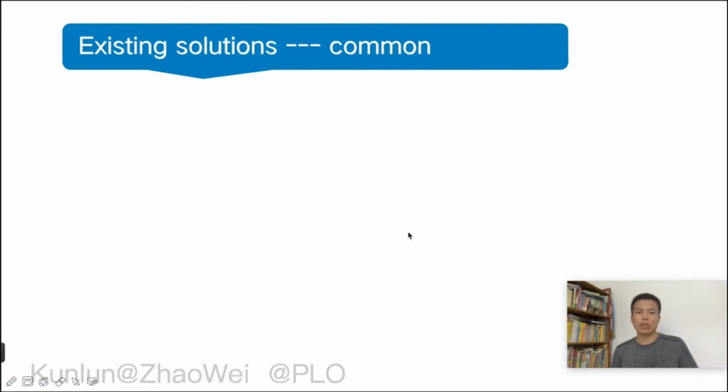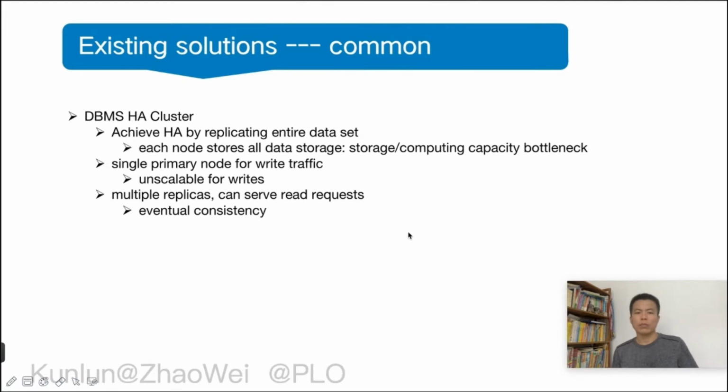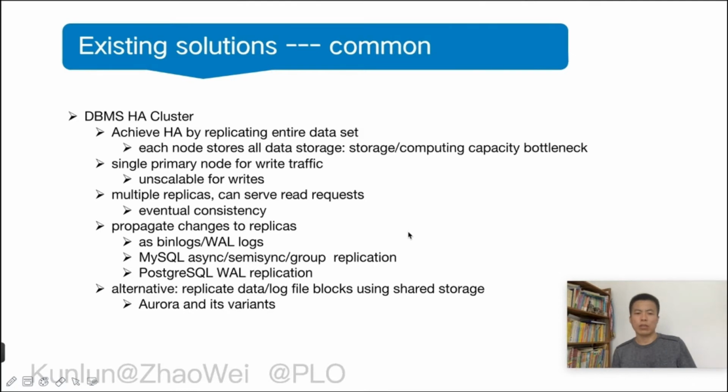Next, let's see some existing solutions. First is the common component, the DBMS HA cluster. They generally achieve HA by replicating entire datasets. Typically, there's one primary node for write traffic, so it's unscalable for writes, and there are multiple replicas which can serve read requests. Primary node propagates changes to replicas in the form of binlogs or WAL logs. The example is MySQL async, semisync, or group sync for group replication, and PostgreSQL replication.